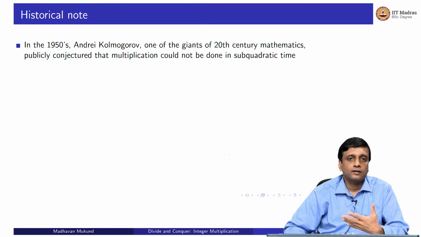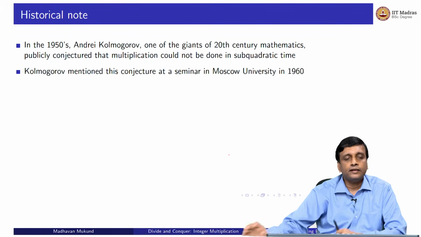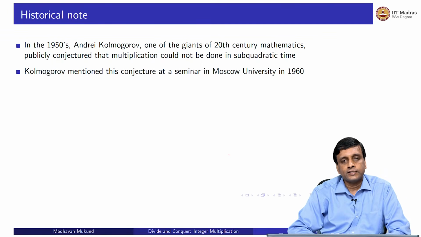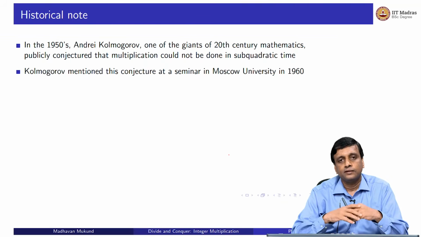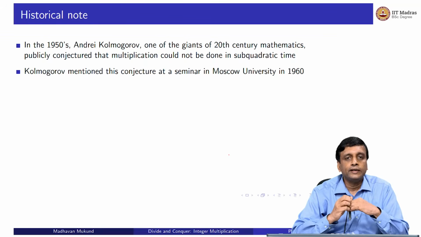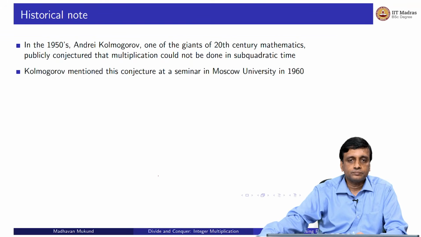So this was a public conjecture of his, and in fact he ran a seminar in Moscow University in 1960 where among other things he stated this conjecture. He said this is a conjecture which I believe should be provable, but I do not have a proof of it. So he stated it as one of the problems that could be addressed among the various open problems that he discussed in the seminar.